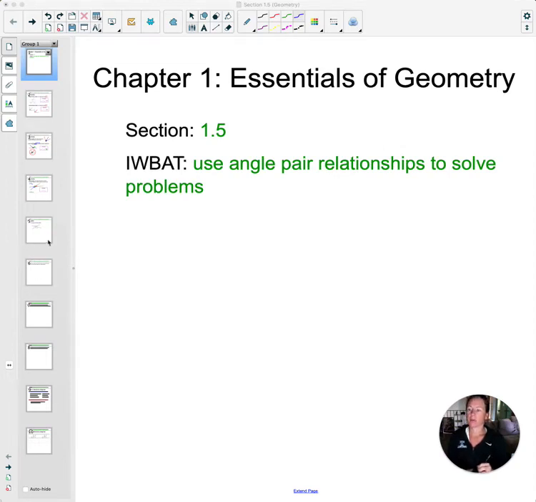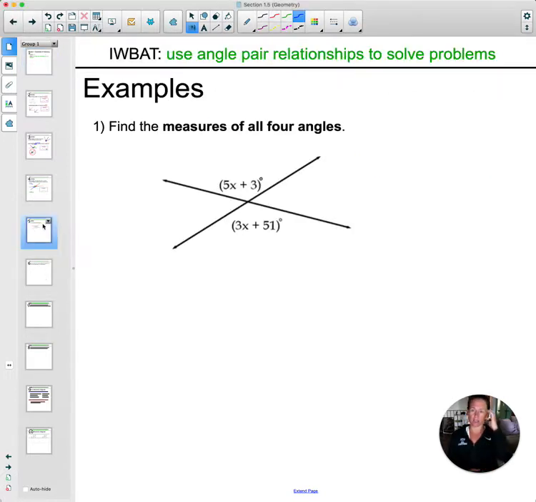Let's take a look at a couple examples using angle pair relationships. So we went over the 5 pairs of angles, which were complementary, supplementary, adjacent, linear pair, and vertical angles in the last video. So let's actually go ahead and take a look at how these are going to show up in examples. So in this first example, it just wants us to find the measure of all 4 angles.